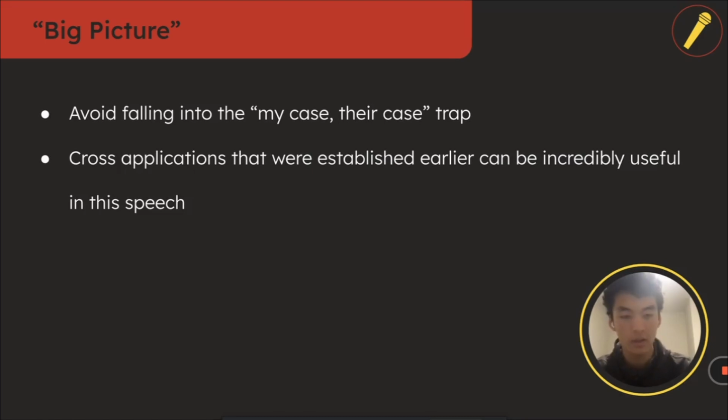So it isn't necessarily like a rigid framework that you have to follow, but it really is something that you should consider when it comes to the final focus. That there really is no framework. There is no my case, their case. It's sort of just everything is blending together and you explain why you're winning every single argument.